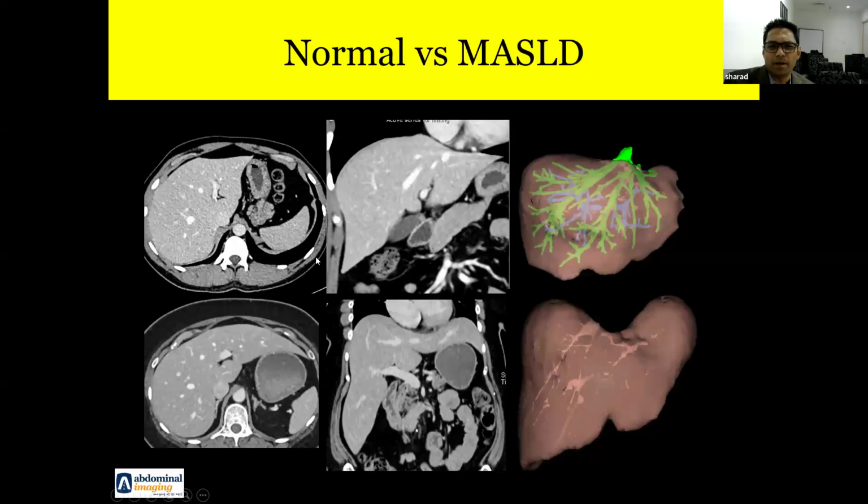Also, let me show another example. If you see this liver, it is normal. Here, I would still call this normal. There are smooth margins. But when I look at the coronal, you see the liver is enlarging everywhere. And on a 3D, this is how a normal liver looks on a 3D image, and this is how a chronic liver disease patient looks.